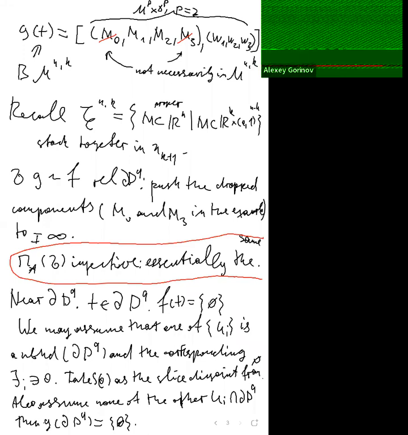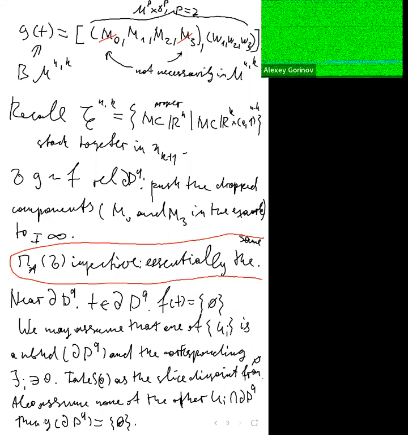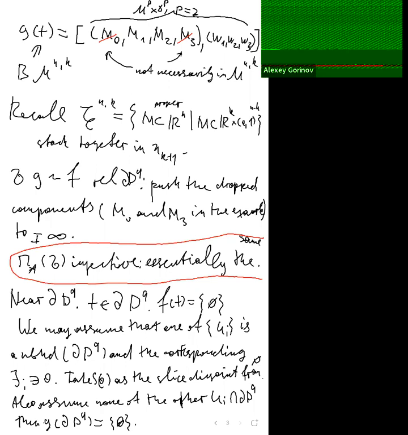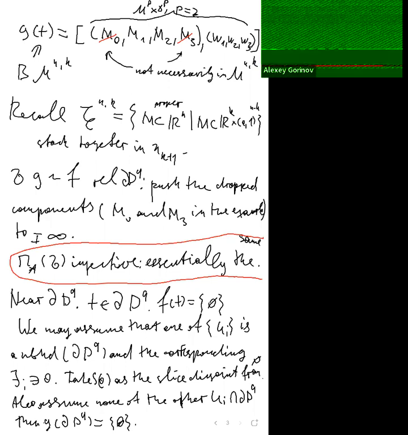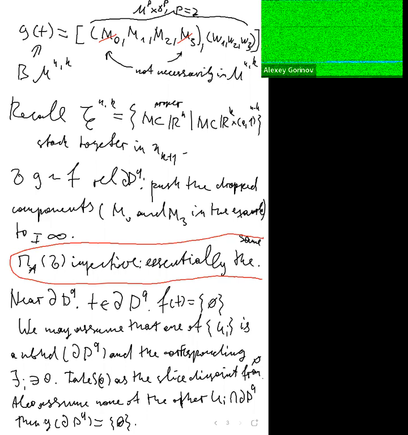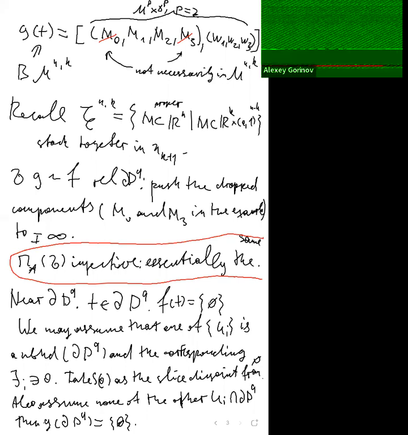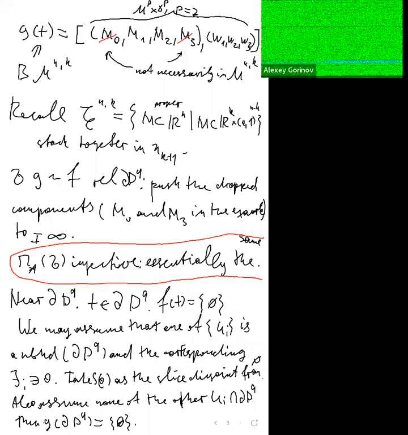Okay, in this case, I suggest we have a break, and let's skip the argument which shows that the map of the homotopy groups is injective, because it's very similar. And let's start talking about the other case, the harder case.